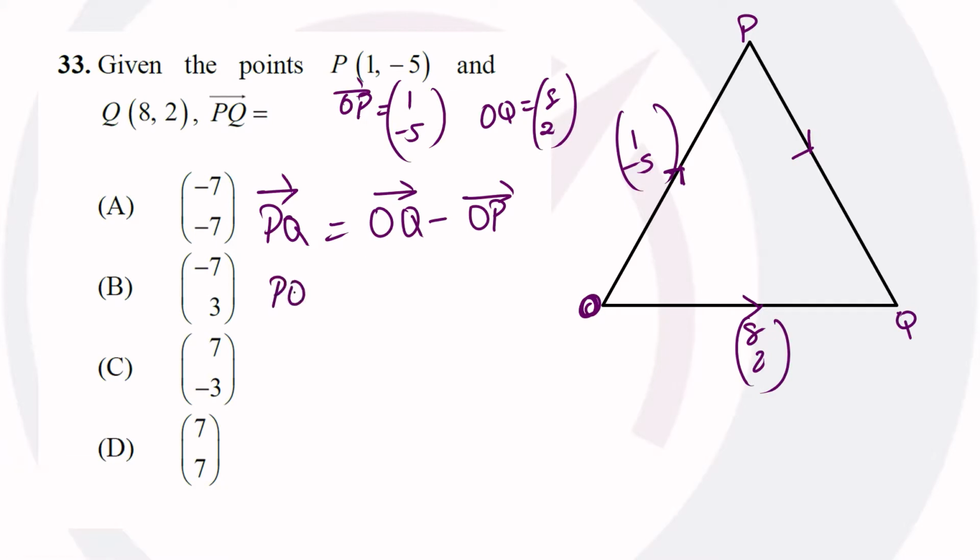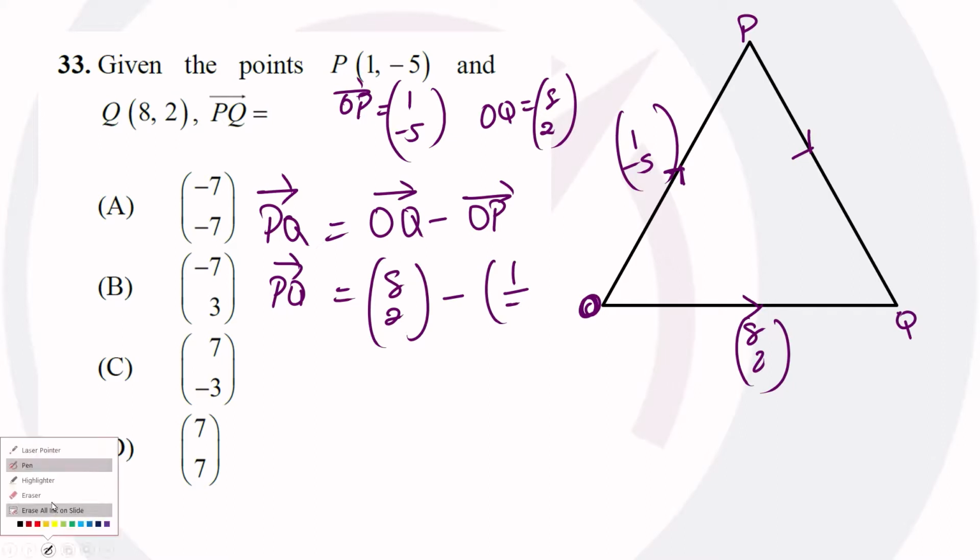Alright, so PQ. What's our OQ? OQ is (8, 2) minus OP, and OP is going to give us (1, ... What? Why did I do that? Emergency, emergency! I attempted to write my vector as a fraction. Please do not, I repeat, do not make that error.